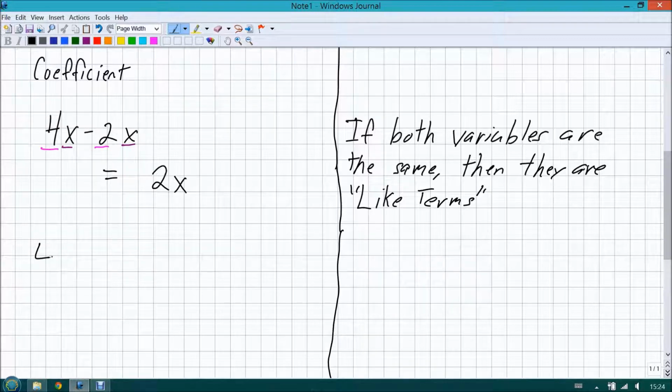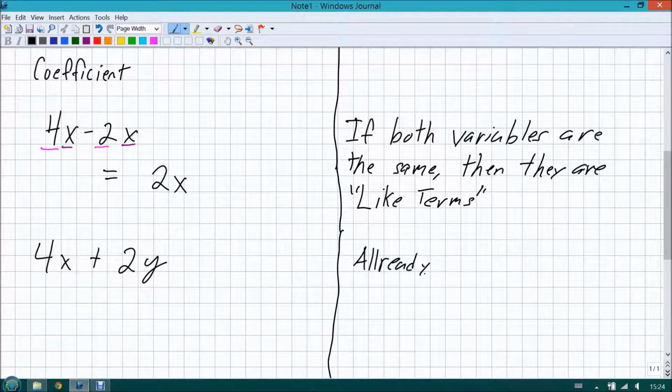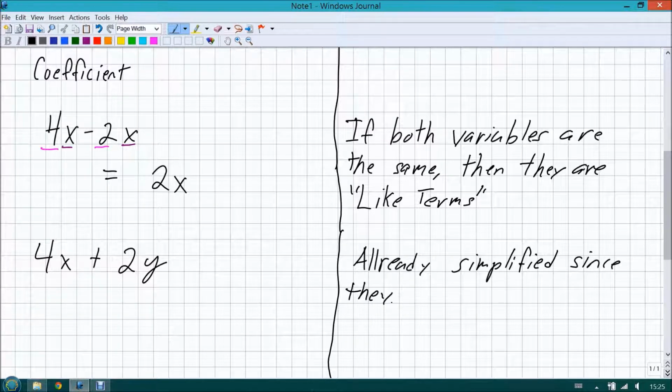Now let's look at another case. Let's look at 4x plus 2y. Since the variables x and y are different, we cannot combine them. So what we would say in our justification is already simplified, and of course I misspelled already, simplified, since they are not like terms. So we can't do anything. They remain separate because they are not like terms.